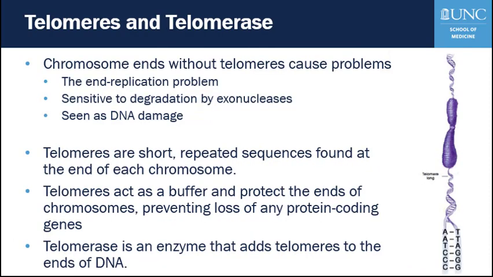Now let's look at telomeres and see how they contribute to the maintenance of chromosomes. So the ends of a linear chromosome cause a couple of major problems that have to be overcome. So first, there's this end replication problem.